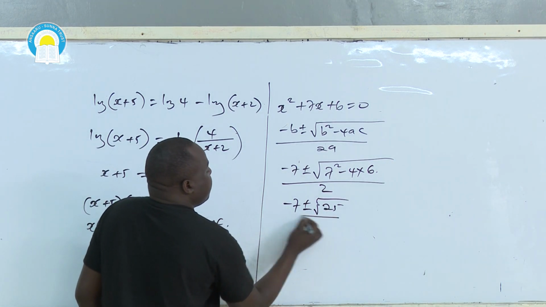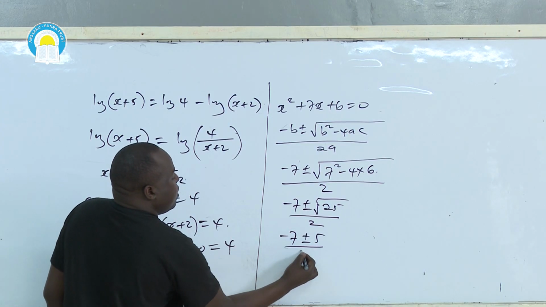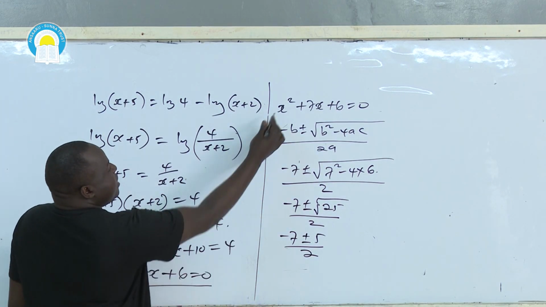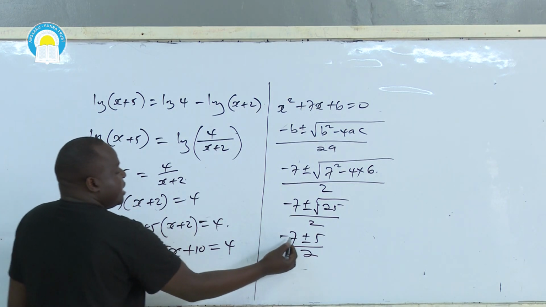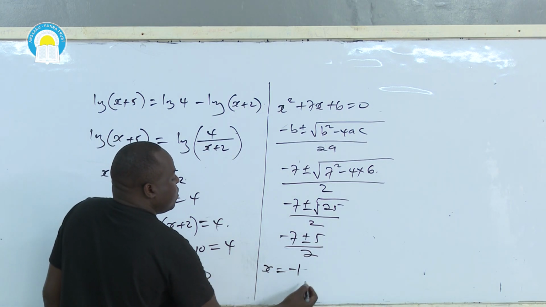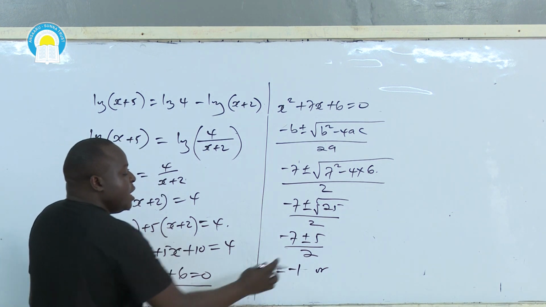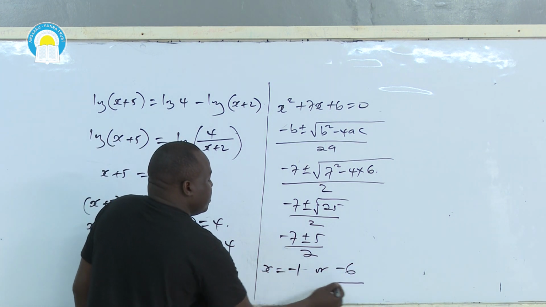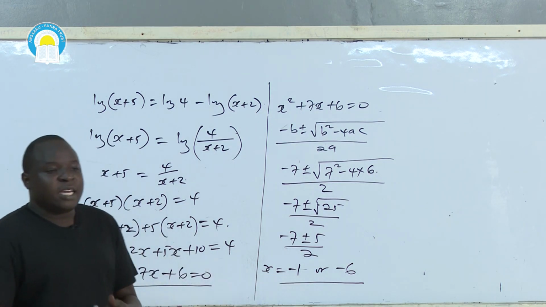Square root of 25, then divide by 2. So it's 7 plus or minus 5 over 2. Then the values of x should be, first, x would be negative 7 plus 5, which is negative 2. Divide by 2, negative 1. Or negative 7 minus 5, that's negative 12. Divide by 2, negative 6. So this is what I wanted to explain. My explanation is in the answers that I get.